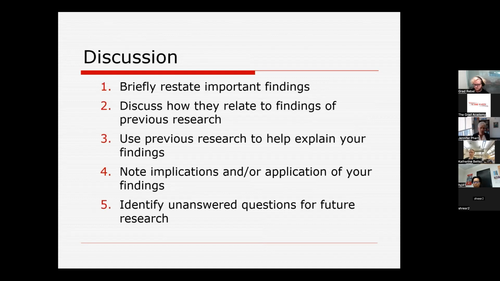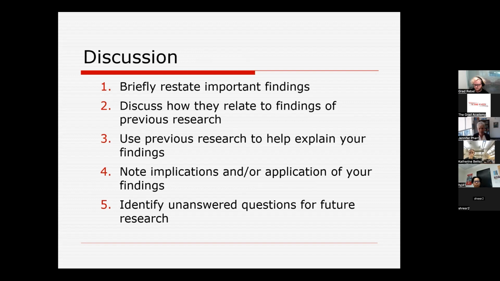So for your discussion section, you want to, again, briefly restate the important findings. Don't include the P and all that sort of information. Just say this was a significant finding, and then talk about it. Discuss how that significant finding relates to findings from previous research. Does it support findings from previous research? Is it different from findings from previous research? You can use previous research to help explain your findings. Well, why did you find what you found?